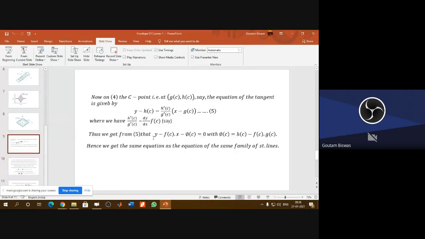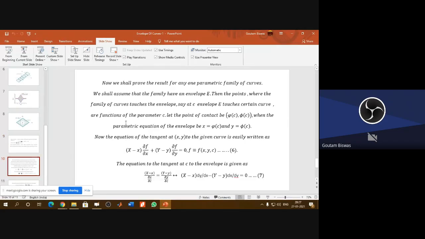Now we are doing it here. If you change phi(c) with this in equation 5, then we will get it in this form. As I explained earlier, every equation f(x,y,c) can be reduced to this form with phi(c), a new function of c, like this: h(c) minus f(c) into g(c). So this is the reason we can find it.